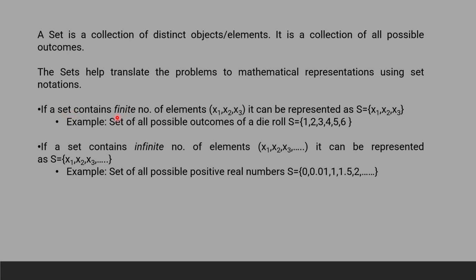so there are two types of set. One is finite and the other is infinite. If a set contains a finite number of elements, or the sample space is finite, or the outcomes are countable, then the set is known as finite. If the outcomes of a probability or an event are infinite, then it is known as an infinite set. Okay, so the set of all possible positive real numbers, like 0, 0.011, then 1.5, etc., is infinite. And this is finite, that is rolling of a die.